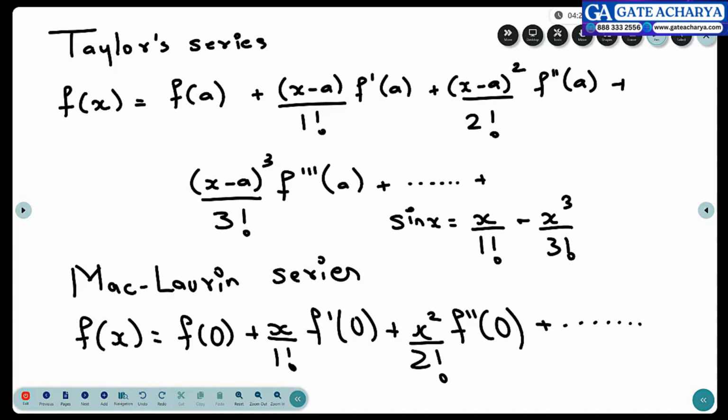Next, what is the fifth derivative? Again plus 1. So, plus x raised to 5 by 5 factorial. The next term will be the seventh derivative, which I have not taken, it will be minus. So, like this it will go on. Similarly, try for cos x also.